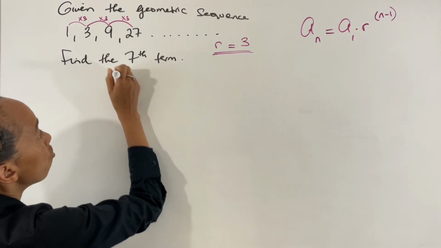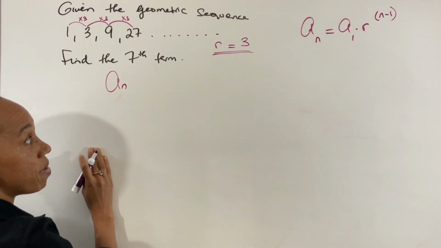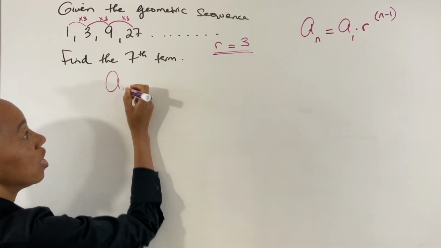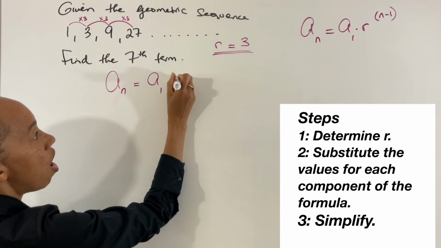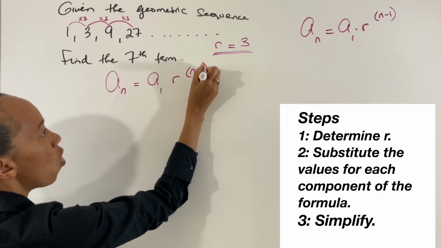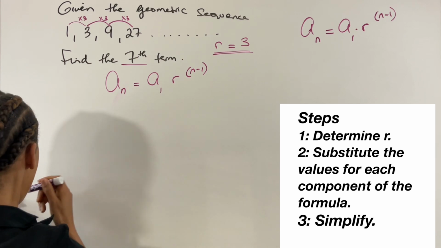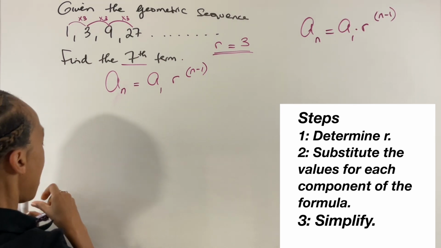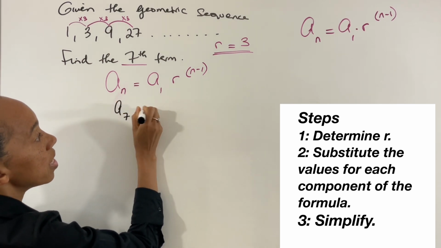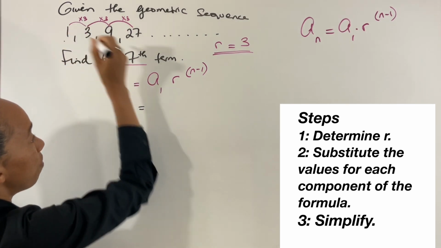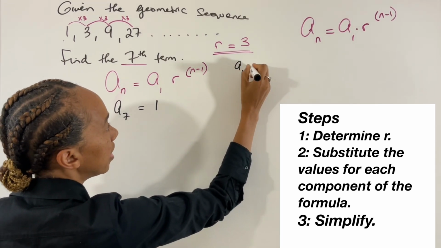All right. So rewrite your formula a sub n, and make sure it's not written as an. Don't make that mistake. It's a sub n. So a sub n is equal to a sub 1 times r raised to the n minus 1 power. So a sub n, we are finding the 7th term here, and we are going to write a sub 7 equal to a sub 1, which is your first term, which is 1, right? That is your first term. So a sub 1 is equal to 1.